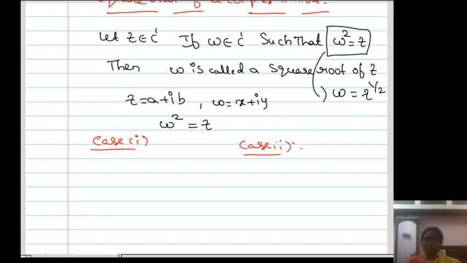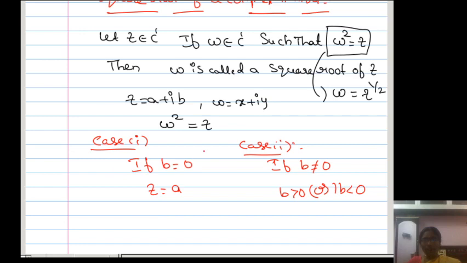See, case 1: Z is a complex number, no? Maybe B is 0 or B is not equal to 0, is it? So if B is equal to 0, then Z becomes only A. If B is not equal to 0, it means either B is greater than 0 or B is less than 0.